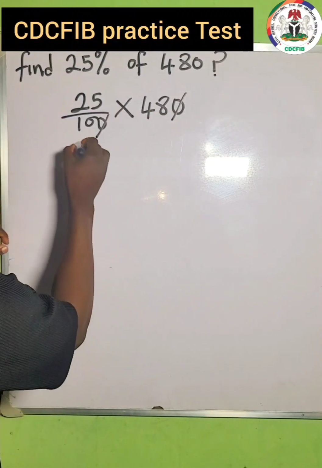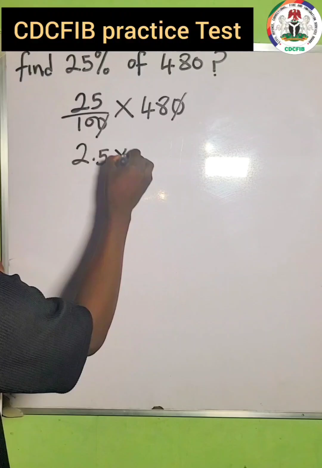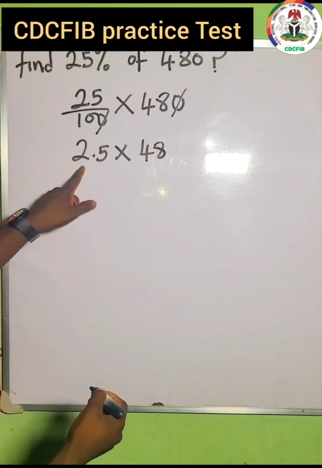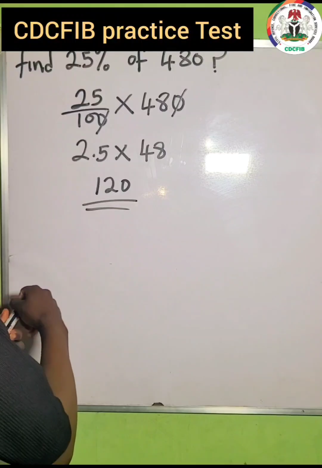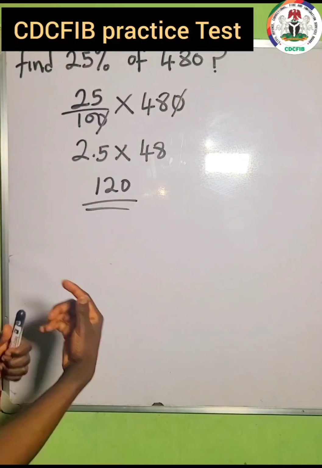25 divided by 10 is going to give us 2.5, then multiply by 48. Then 2.5 multiplied by 48 is going to give us 120. So therefore, 120 is 25% of 480.